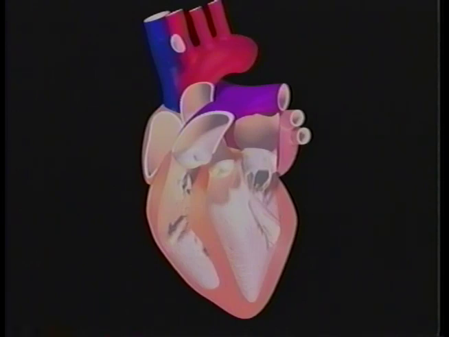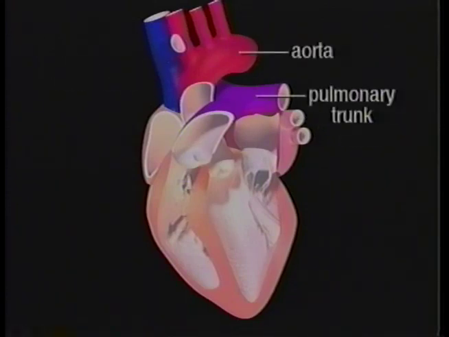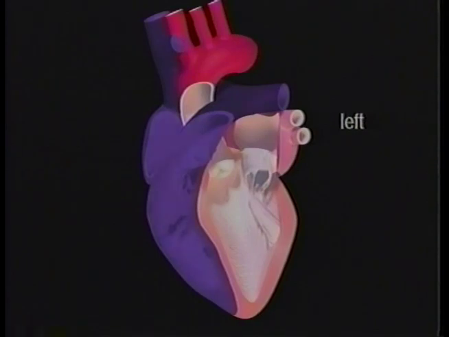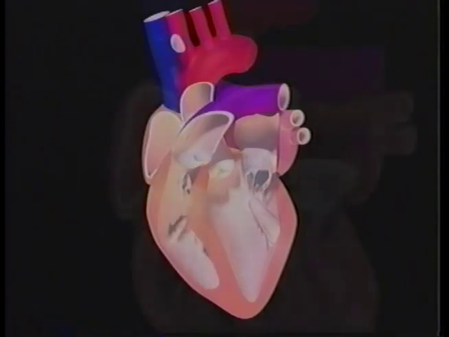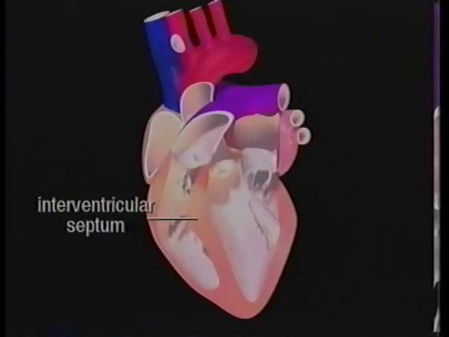Blood enters the heart through the large veins, which empty into the thin-walled atria. Blood leaves the ventricles in large arteries, which carry blood away from the heart. You can think of the heart as 2 separate pumps operating side by side within one organ. A thin interatrial septum separates the 2 atria, and a thick interventricular septum separates the 2 ventricles.